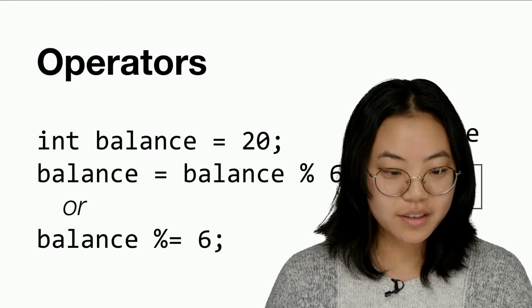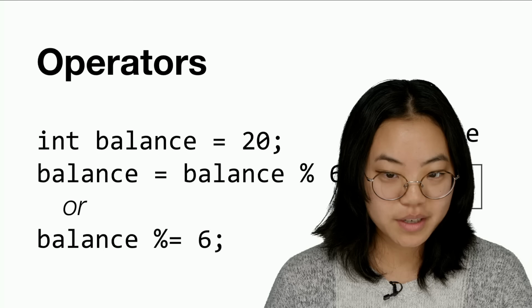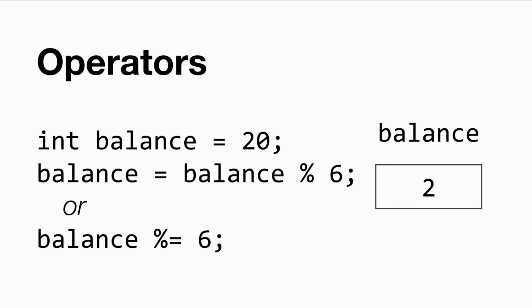We also have this operator called the modulo operator, so that's the percent sign here. If you haven't seen this before, it basically gives you the remainder of the variable you're working with. So if I did balance equals balance modulo 6, basically we're saying what is the remainder when I divide balance by 6. So in this case, 20 divided by 6, it fits in 3 times, but we have 2 left over, so we get balance equals 2.